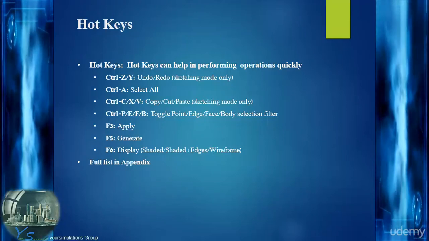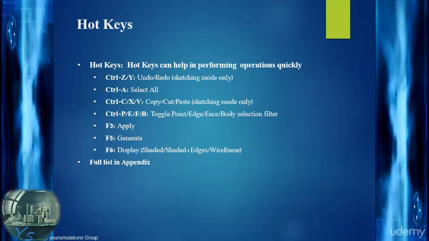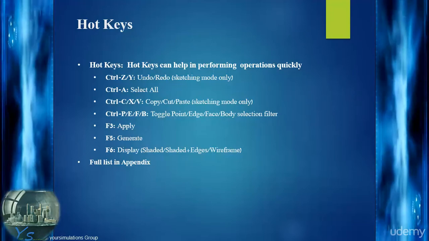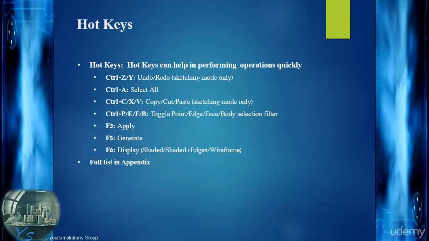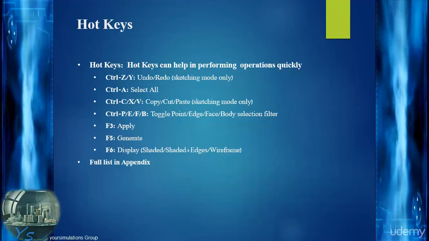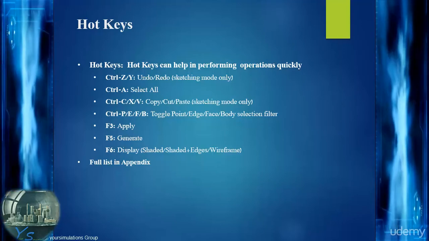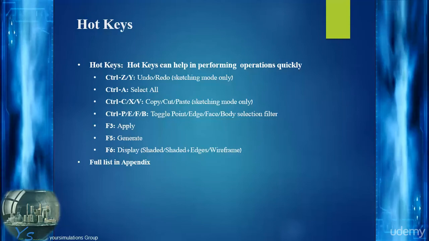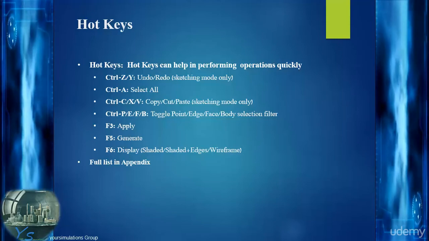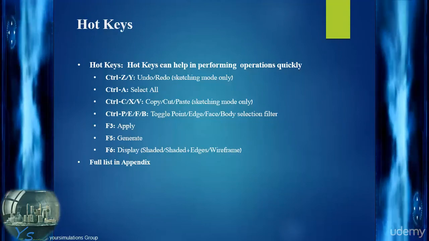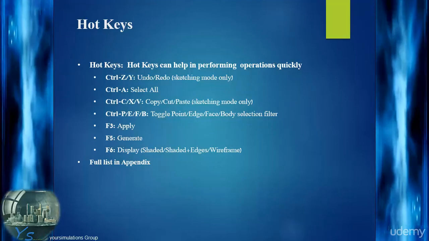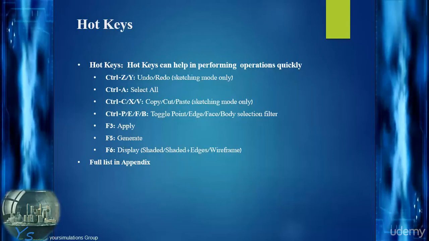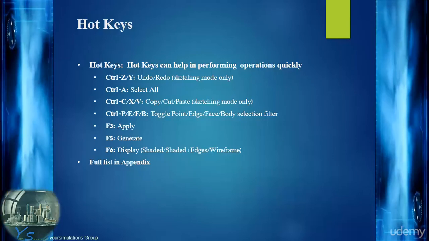You can hit F3, which is apply. A common hotkey is F5 for generate. Instead of going up to the top of the GUI in Design Modeler and hitting generate, you can just hit F5, which will generate. And you can also hit F6, which allows shaded or shaded plus edges and wireframe, allowing you to cycle between the display menus. You can also find a full list of the hotkeys available in the appendix from the training slides.